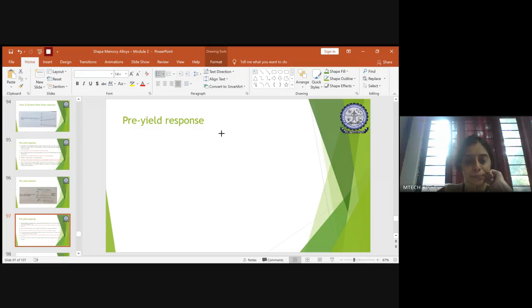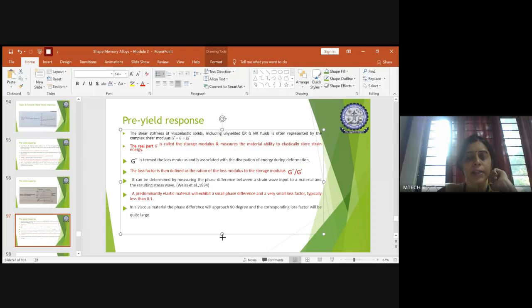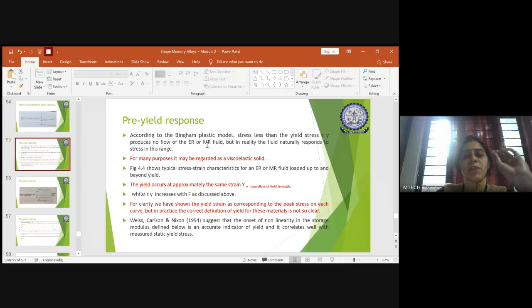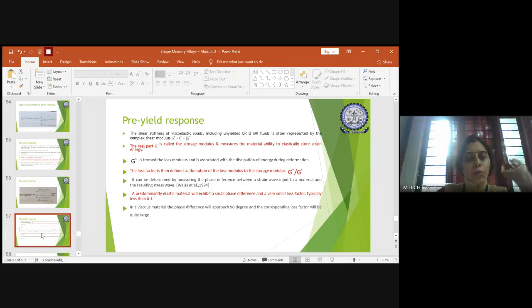So based on their concepts, here they claimed that the shear stiffness of viscoelastic solids, they are using the word viscoelastic solids because the condition of evaluation of the yield stress in ER or MR fluid was compared to be similar to that of the viscoelastic solid nature. Since they told that the purpose may be regarded as viscoelastic solid, this concept was taken by Wiss, Carlson and Nixon, and they told that the shear stiffness of viscoelastic solids will include unyielded ER and MR fluid. So what do you mean by it?